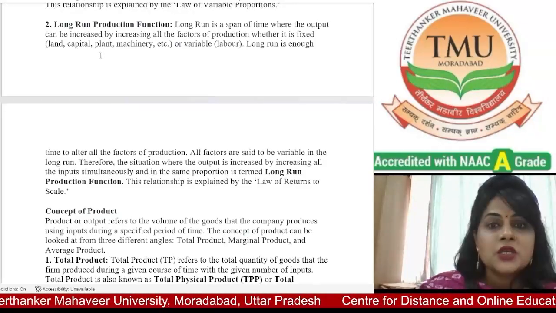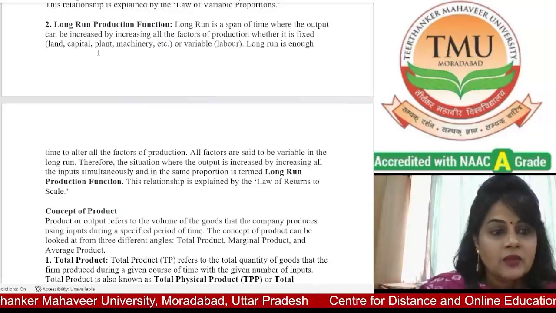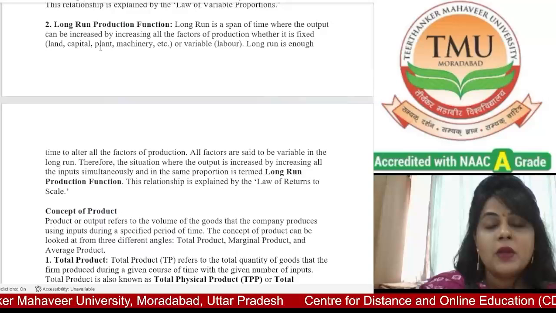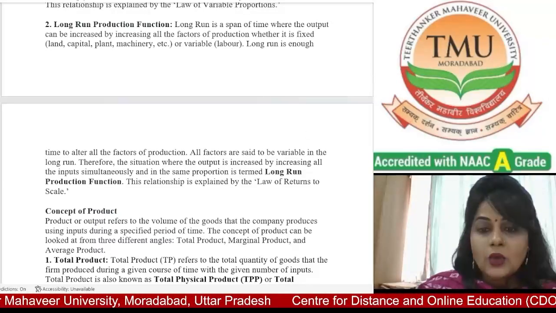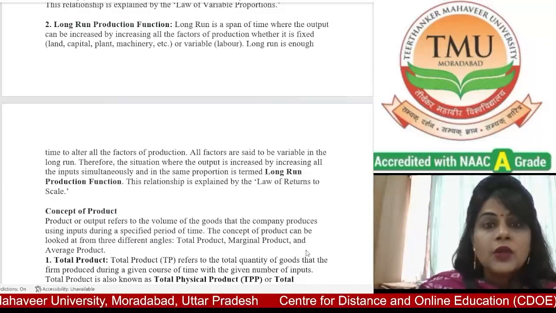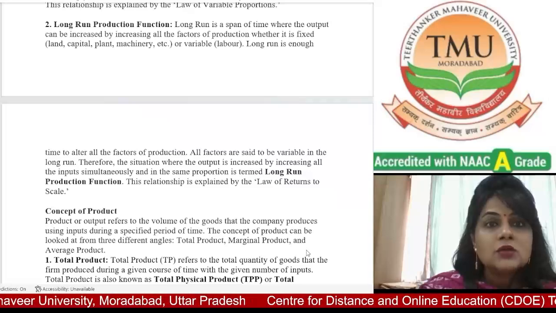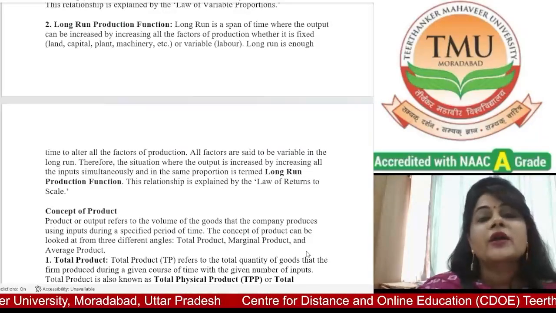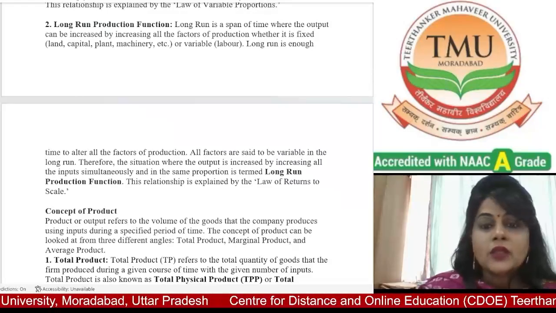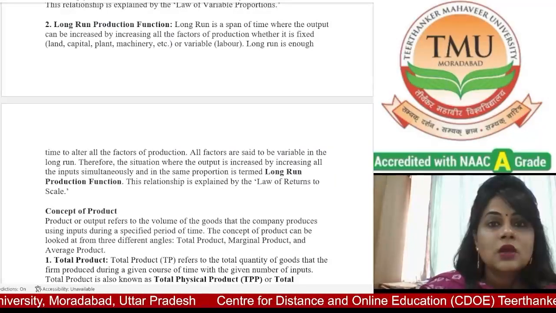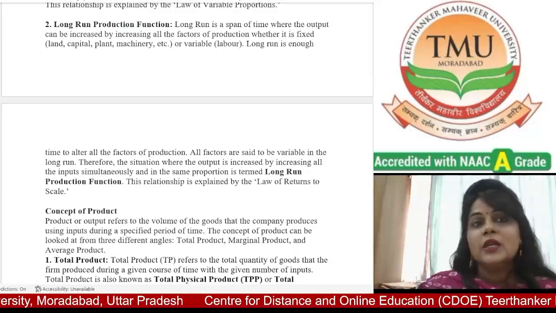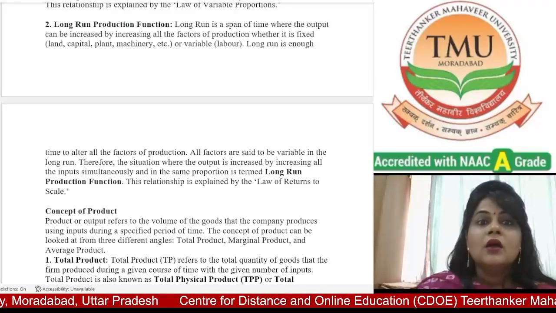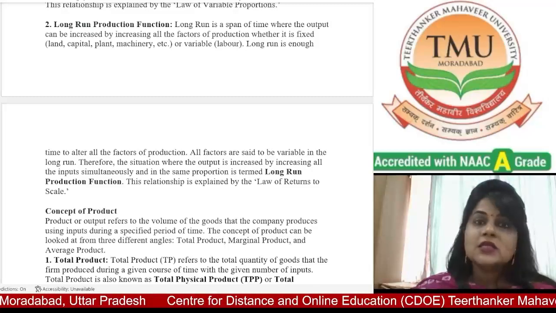Long run production function is a span of time. Long run means a long time, where the output can be increased by increasing all factors of production, whether it is fixed land, capital, plants and machinery, etc., and variable factors like labor.